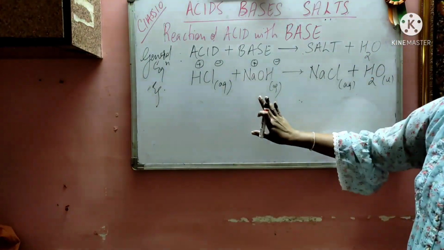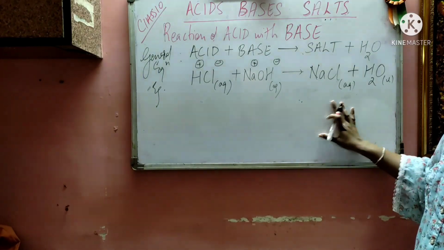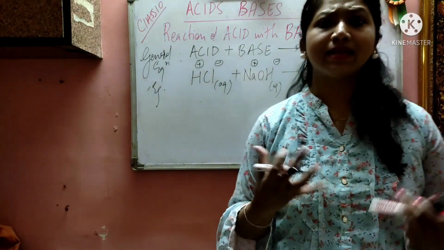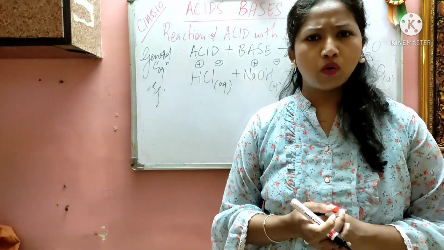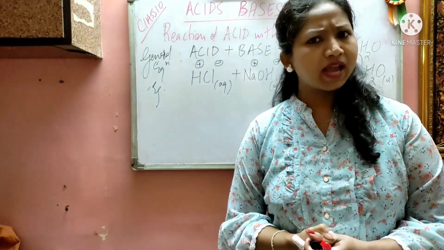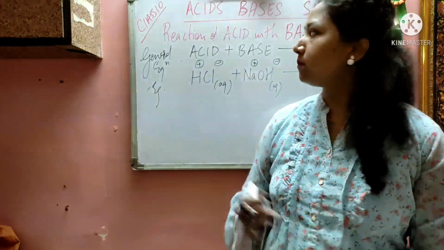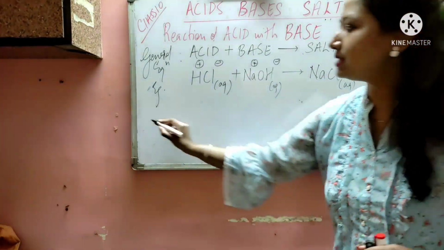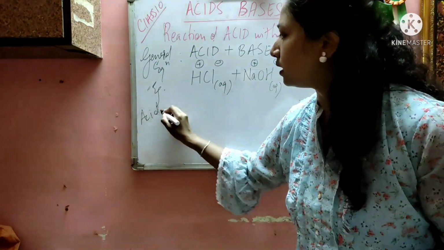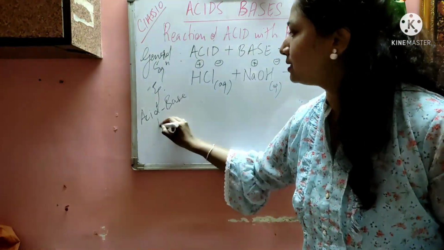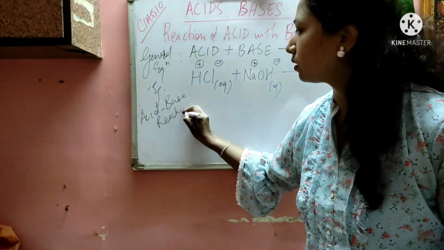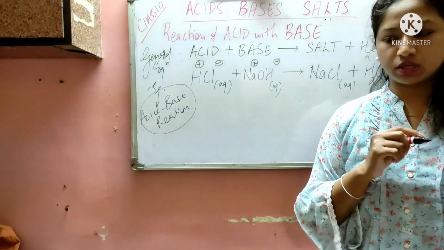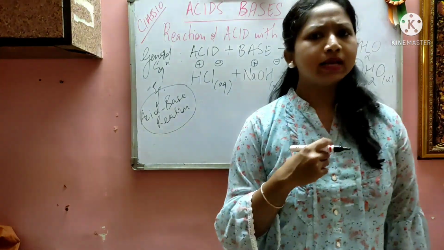So HCl reacts with NaOH, and we get salt and water. So what happens when acid reacts with base? Why is it also called a neutralization reaction? Acid is reacting with base, so it is called an acid base reaction. Then it is also called a neutralization reaction.